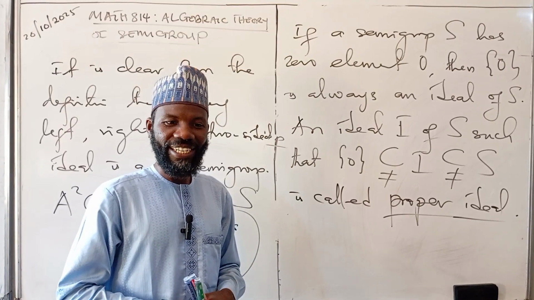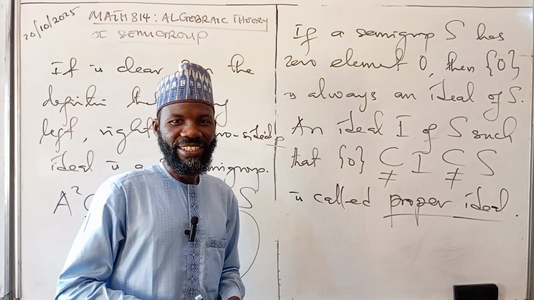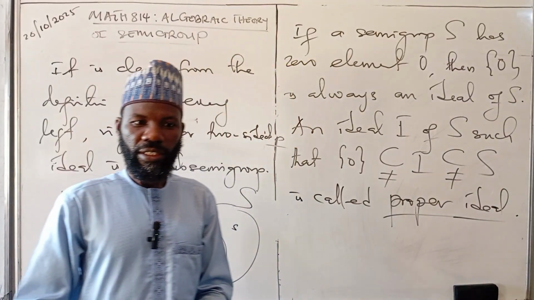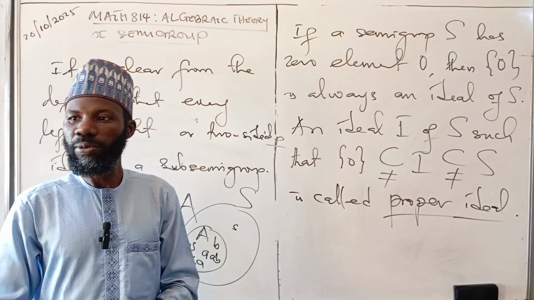ideal. Not normal ideal, just no proper ideal. So a semigroup with no proper ideals is called a simple semigroup.